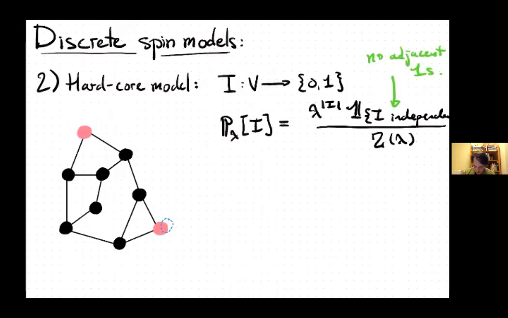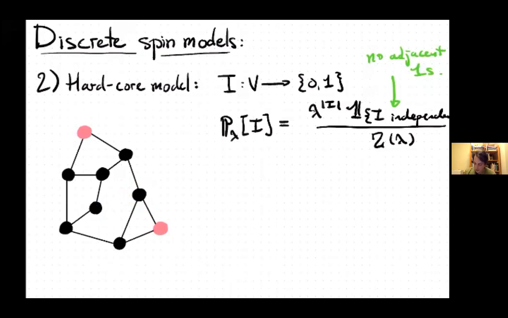So this is an independent set with 2 items, and I can maybe manage to color one more if my iPad will cooperate. Okay, it won't cooperate, so we'll stop at 2. So there's an independent set of size 2. And I could not make this one into a pink occupied site because they would be neighbors, so that wouldn't be independent.